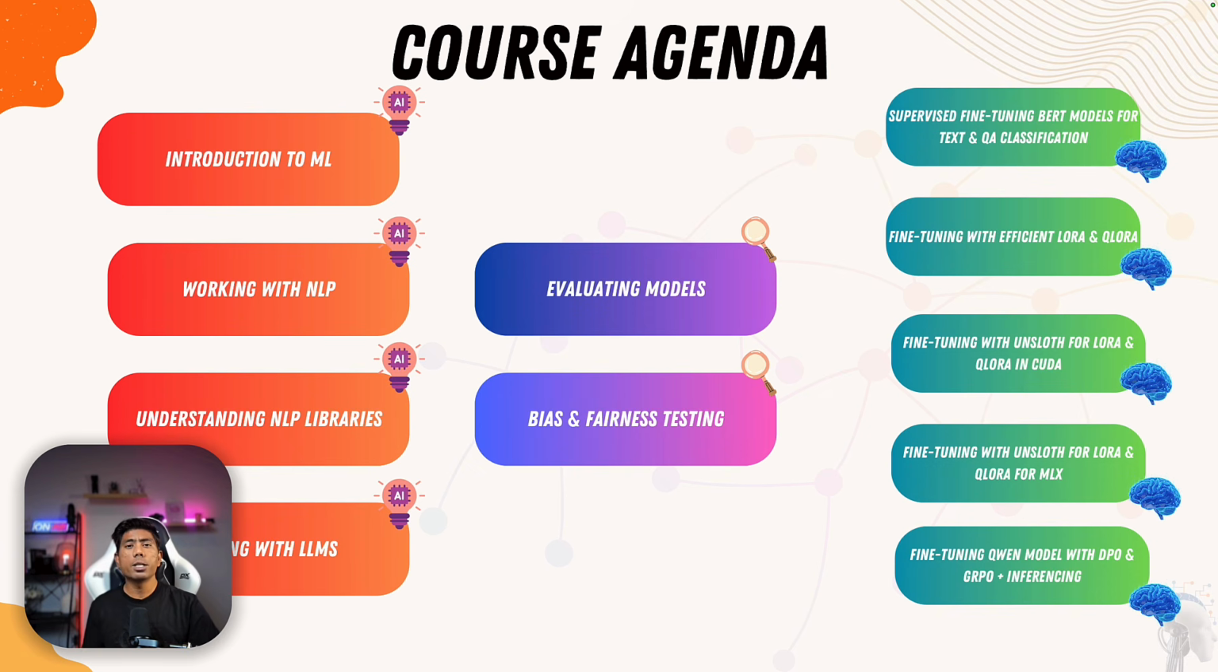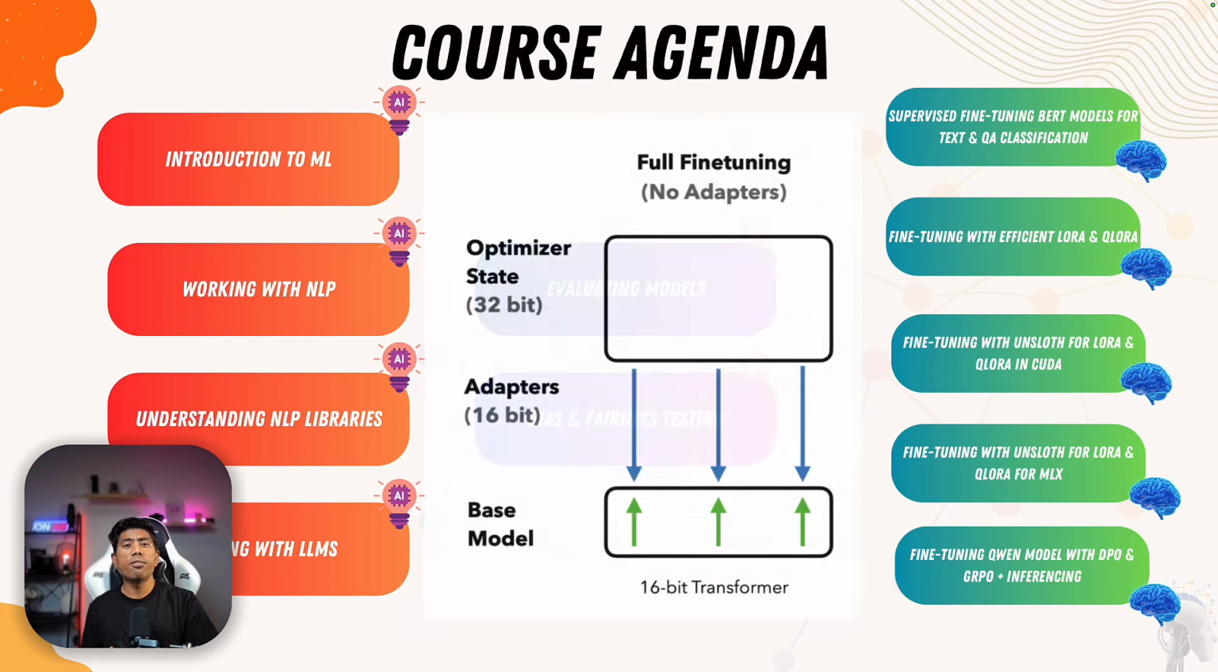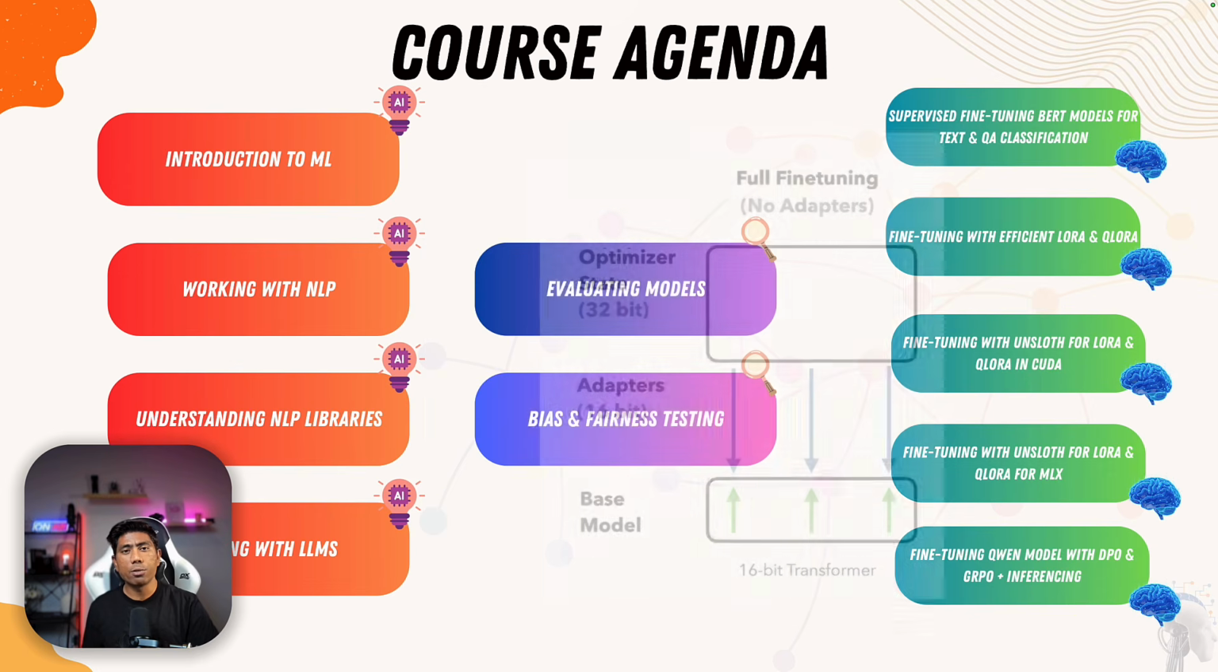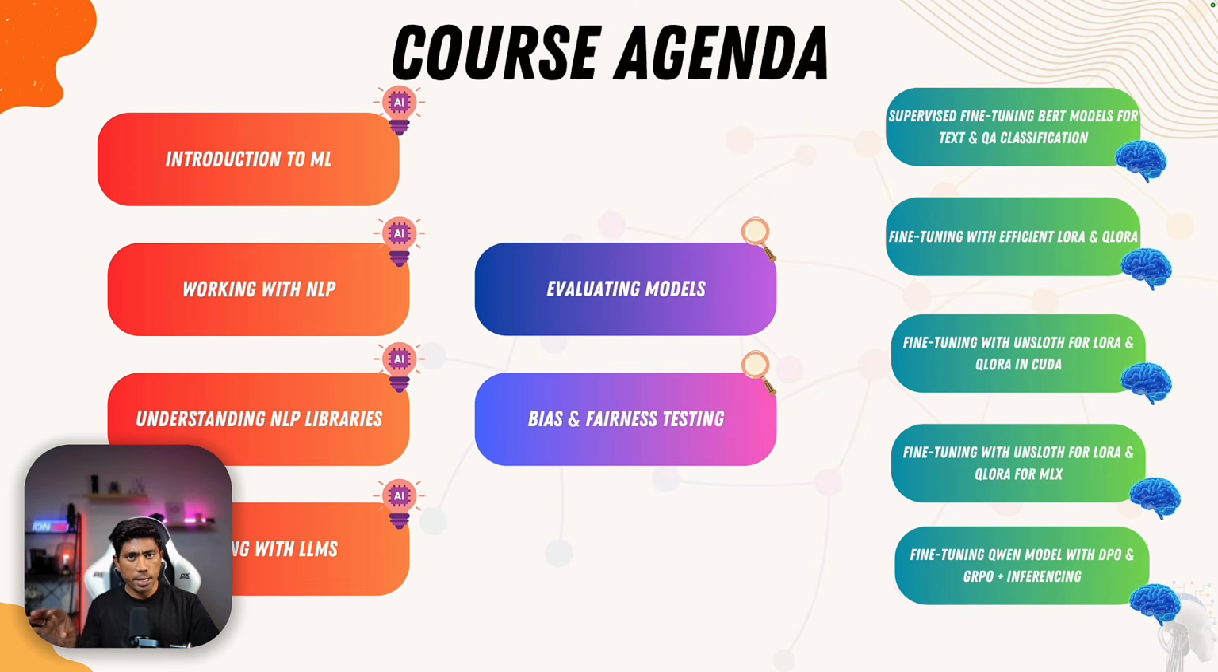We are going to be doing supervised fine-tuning of a large language model like the BERT model for text and QA classification. And then we are going to slowly move towards fine-tuning with the efficient LoRA and QLoRA. The first one that I'm talking about over here, the supervised fine-tuning or SFT with BERT for text and QA classification, is a full fine-tuning, meaning we are going to be fine-tuning the entire large language model for all the parameters in that model.